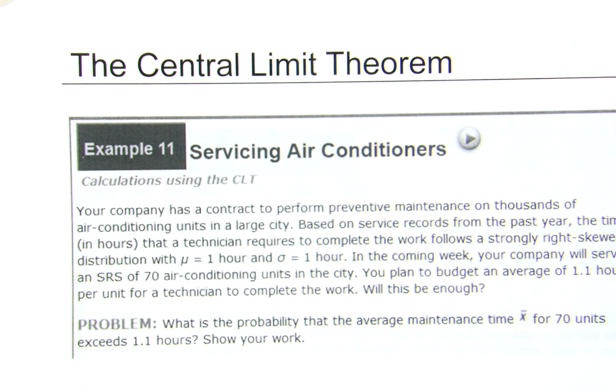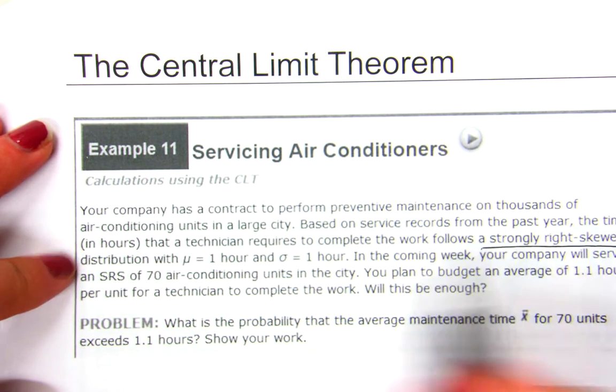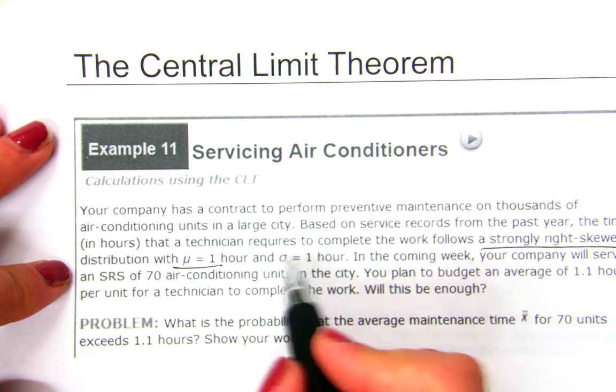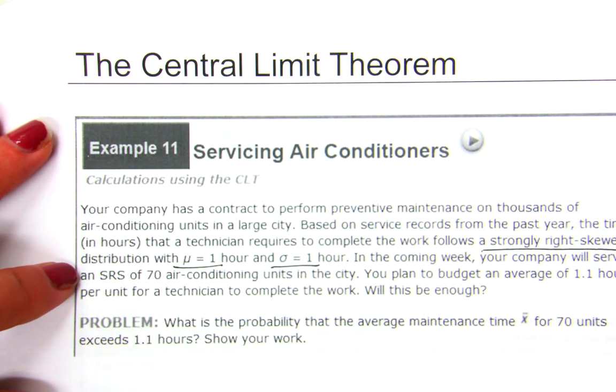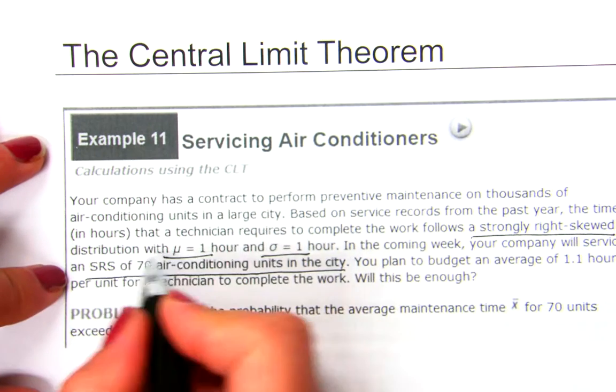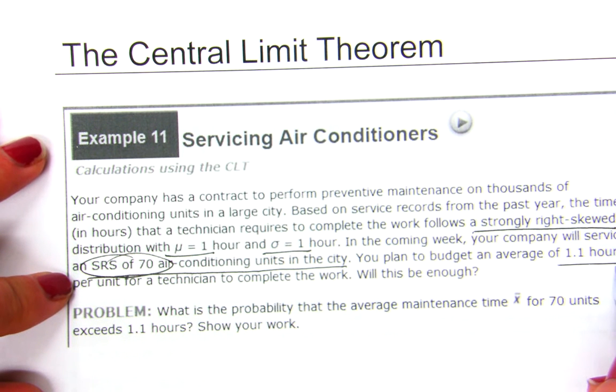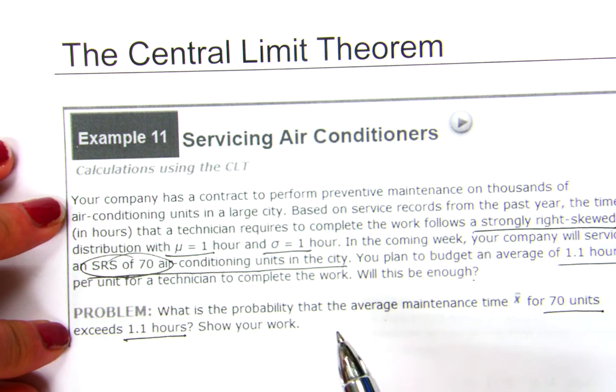Your company has a contract to perform preventive maintenance on thousands of air conditioning units in a large city. Based on service records, the time in hours that a technician requires to complete the work follows a strongly right skew distribution with a mean of 1 hour and a standard deviation. In the coming week, your company will service an SRS of 70 air conditioning units in the city. That's important to know. You plan to budget an average of 1.1 hours per technician to complete the work. Will this be enough time? So what's the probability that the average maintenance time for 70 units is going to exceed 1.1 hours?